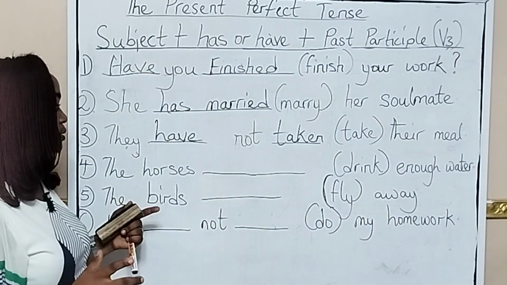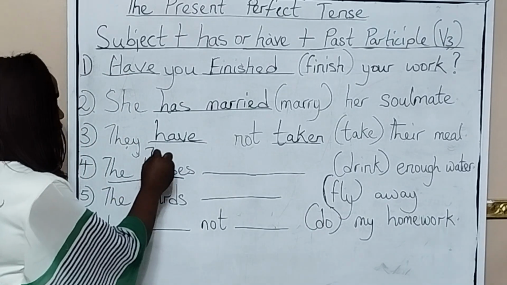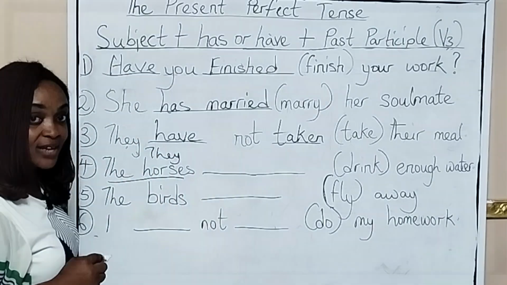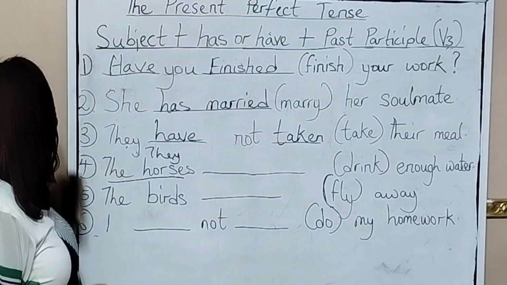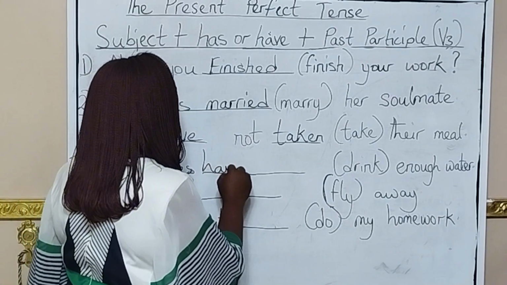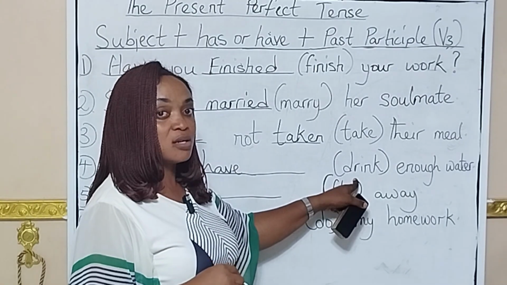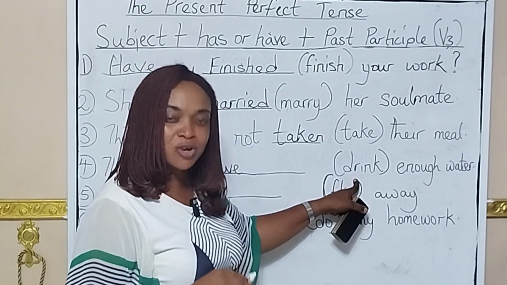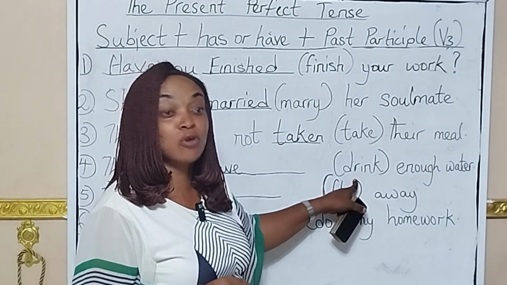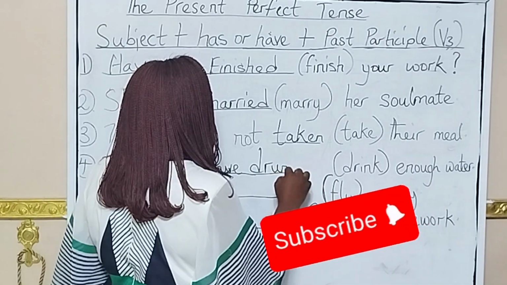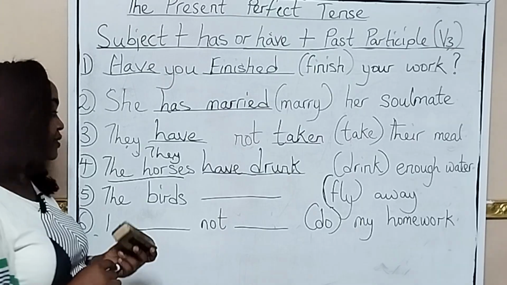We go to number 4. The horses. Is it has? If we are to replace the horses, we'll say they. So what do you think they will go with? They would always go with have. Don't forget. Okay. They have drink. We'll change to the V3, which is drunk. Feel free to use it. You are correct. They have drunk enough water.